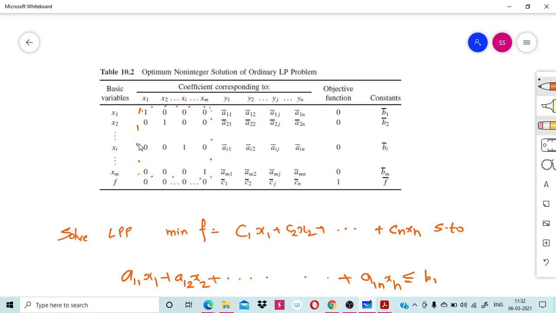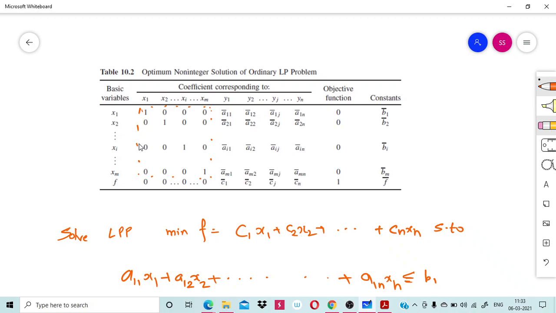Why? If you recall your simplex method, we find the pivot position or pivot element, and we make all the other entries in that particular column 0 and the pivot position unity. So at the completion of the simplex method, you will get an identity matrix like this.